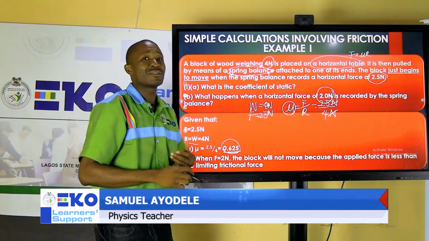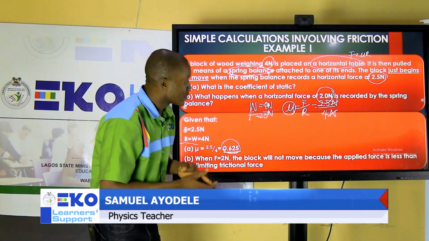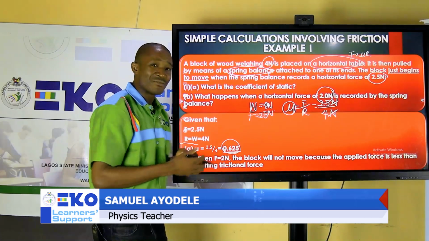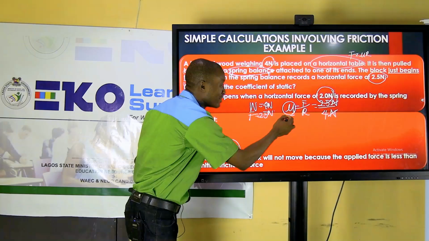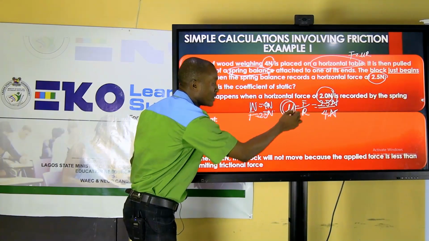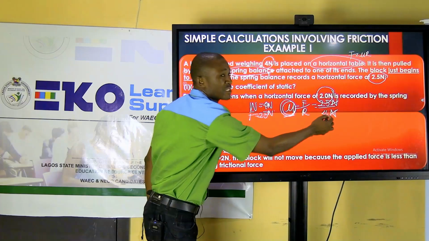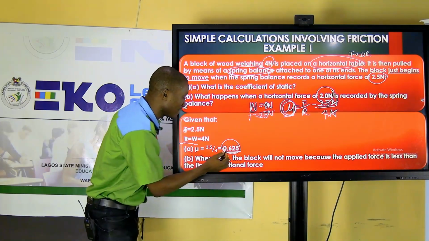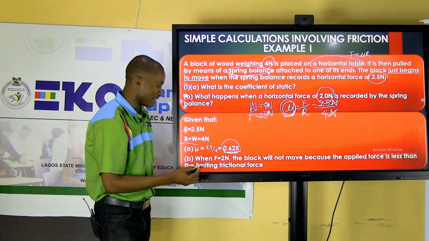Don't forget, velocity ratio does not have unit. Mechanical advantage does not have unit. Stress does not have unit. Relative density also does not have unit. So also this coefficient of friction does not have unit, because what you are dividing, they have the same unit, so they cancel out. That's why you're having 0.625 here as your final answer.